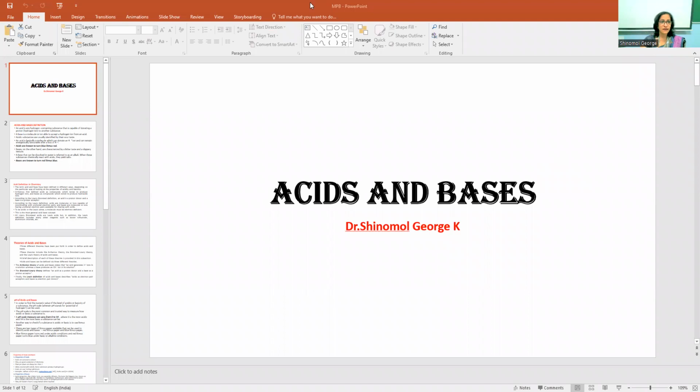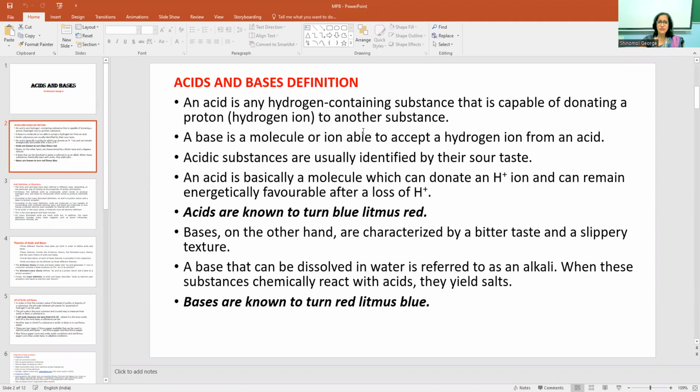Okay, so acids and bases, you have studied some of the basics in your school as well as your UG. So an acid by definition is any hydrogen containing substance that is capable of donating a proton, that's a hydrogen ion, to another substance. And a base is a molecule or ion able to accept a hydrogen ion from an acid. Acidic substances are usually identified by their sour taste, for example, the citric acid present in the lemon, you can imagine that.